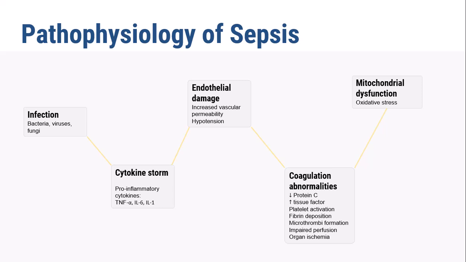This immune activation causes the release of pro-inflammatory cytokines like TNF-alpha, interleukin-6, and interleukin-1, leading to what's commonly referred to as a cytokine storm. Endothelial cell damage results in increased vascular permeability, which can cause hypotension and multi-organ dysfunction. Additionally, abnormal activation of the coagulation system leads to microthrombi formation, further compromising blood flow and causing tissue ischemia. The combination of mitochondrial dysfunction and oxidative stress contributes to cell death and worsening organ failure.